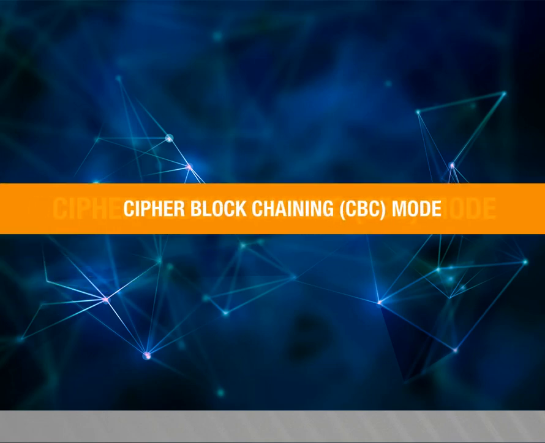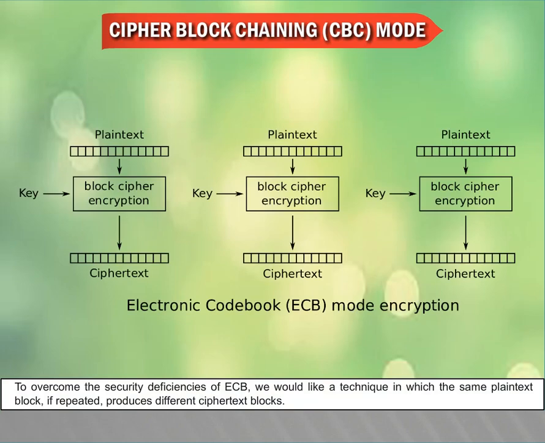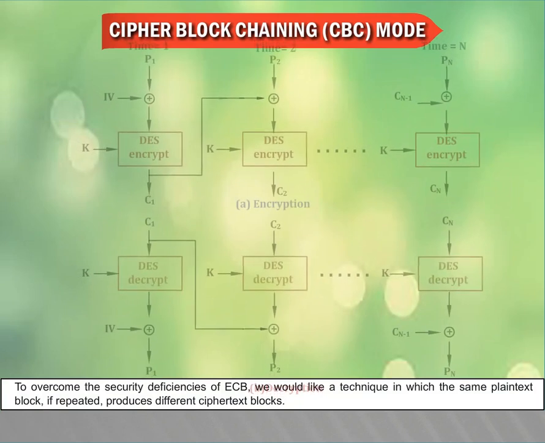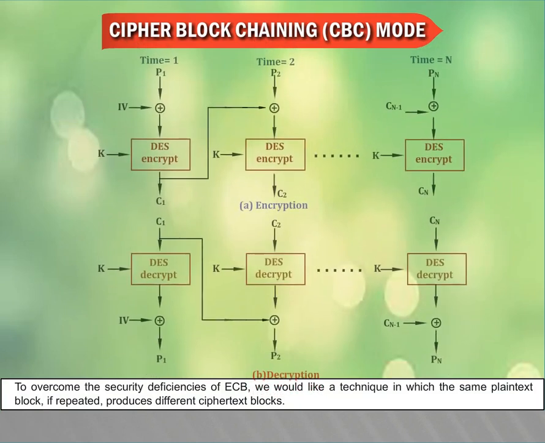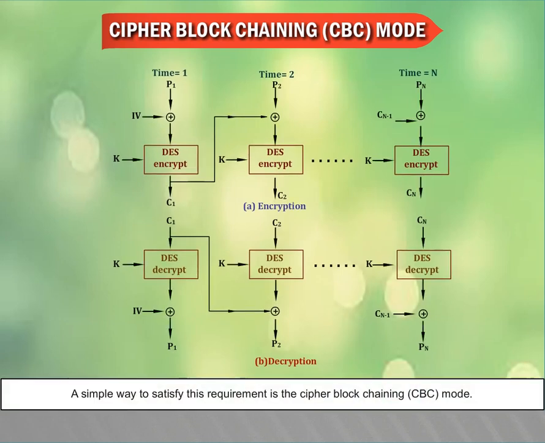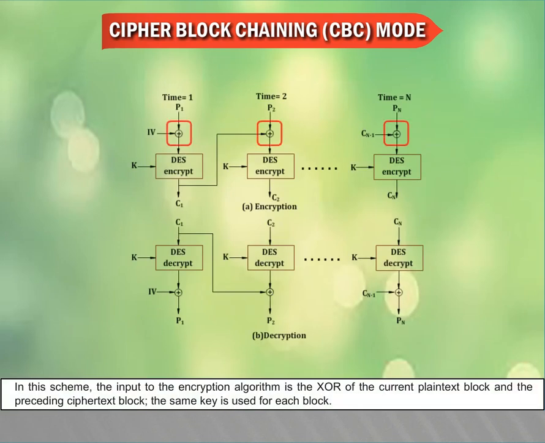Cipher block chaining CBC mode. In this video, we are going to see about cipher block chaining CBC mode. To overcome the security deficiencies of ECB, we would like a technique in which the same plaintext block, if repeated, produces different ciphertext blocks. A simple way to satisfy this requirement is the cipher block chaining CBC mode. In this scheme, the input to the encryption algorithm is the XOR of the current plaintext block and the preceding ciphertext block. The same key is used for each block.